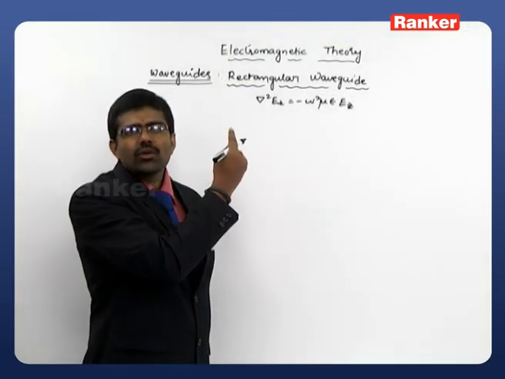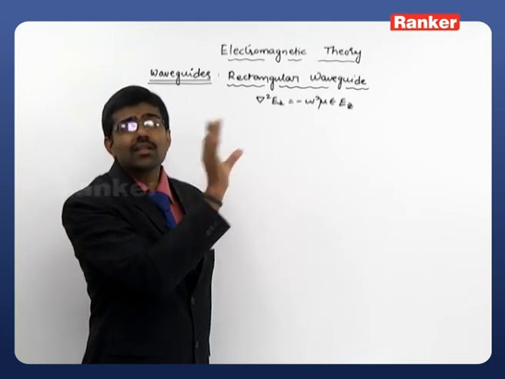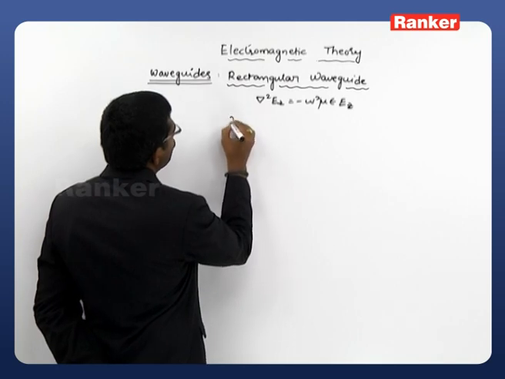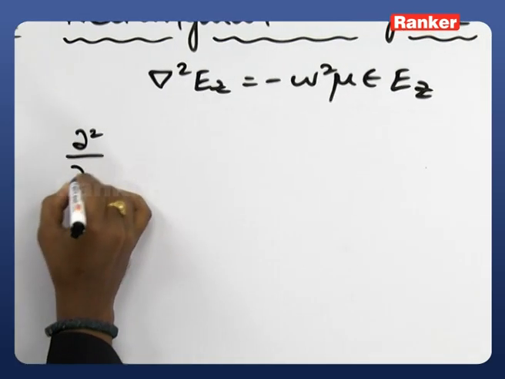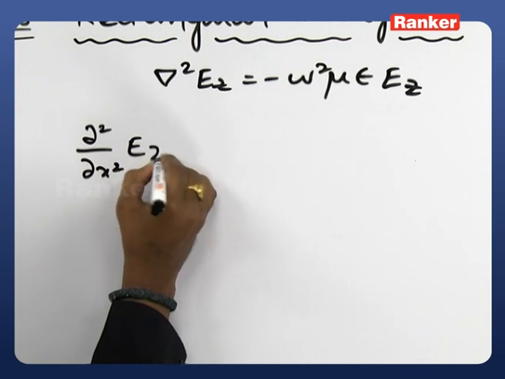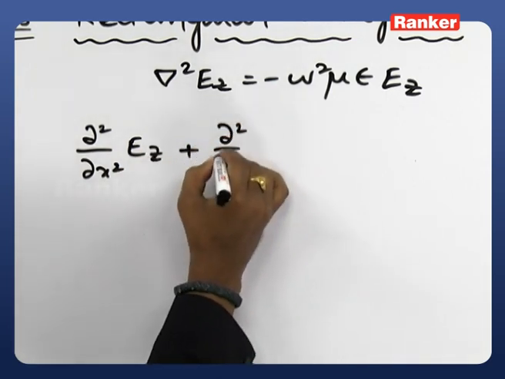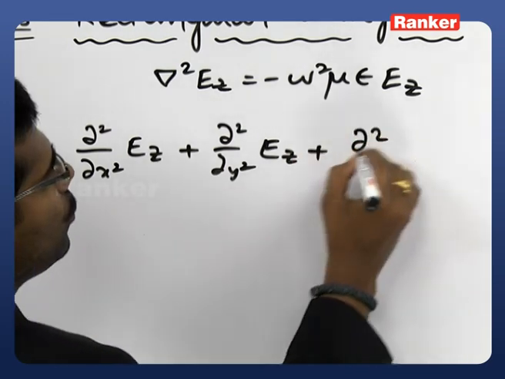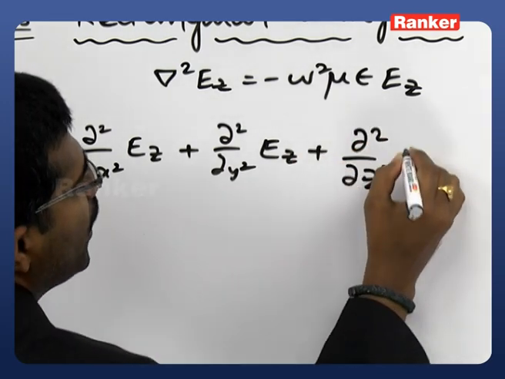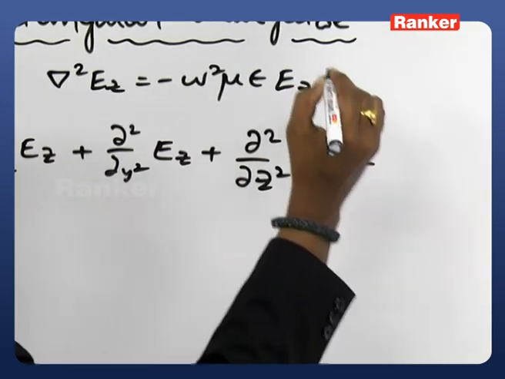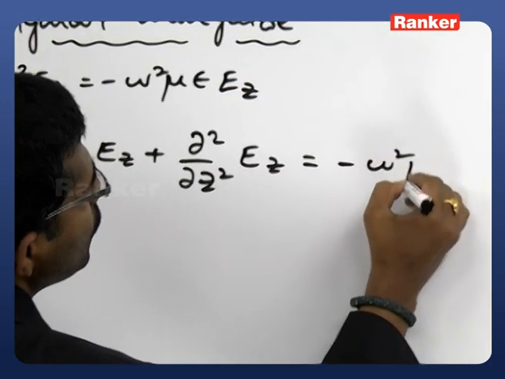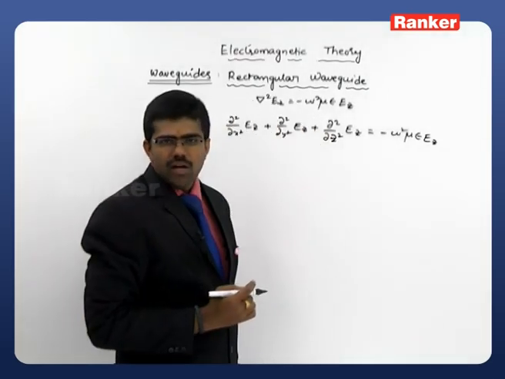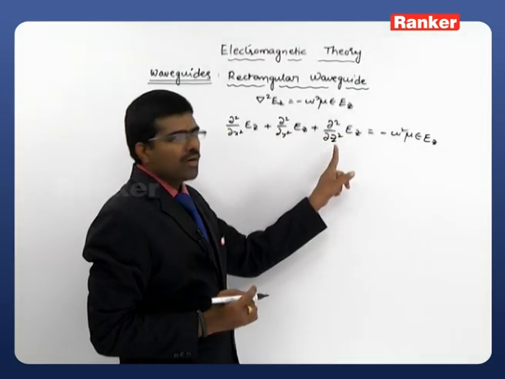This is the Helmholtz equation that we have. Now you have to expand this equation, simplify it and get the solution. For that, expand del square: dou square by dou x square Ez plus dou square by dou y square Ez plus dou square by dou z square Ez, which is equal to minus omega square mu epsilon Ez. This is the term that we have, right. Now what is dou square by dou z square?